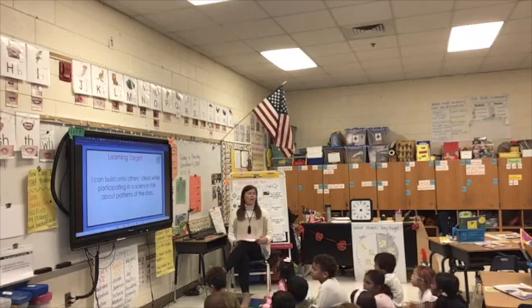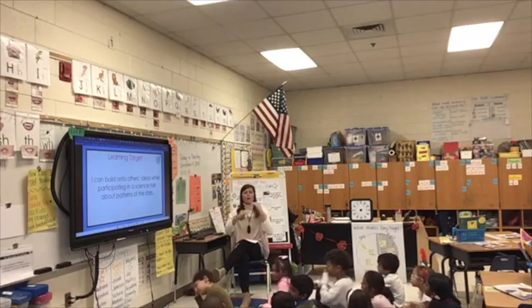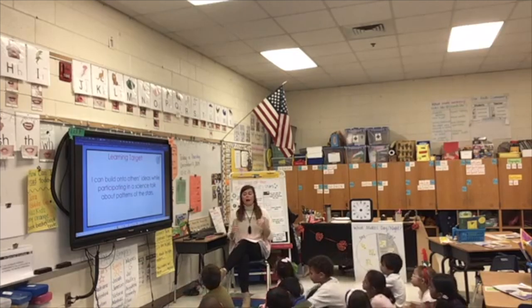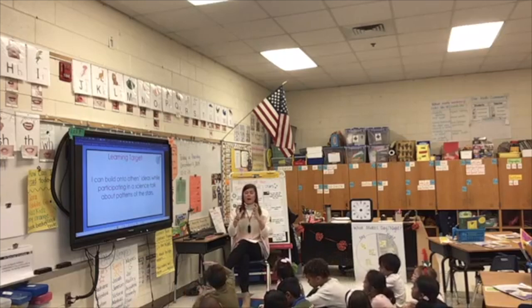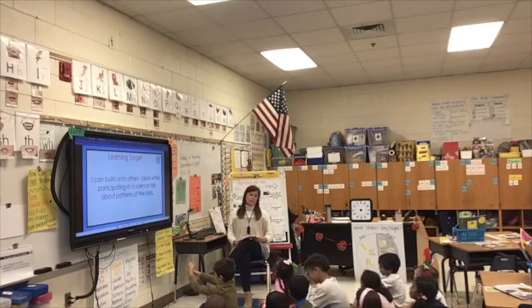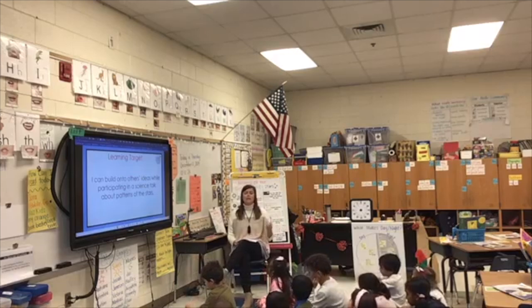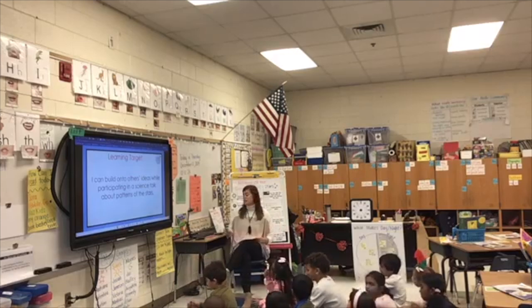So earlier in the unit, we talked about that word build, means to grow our ideas more and more and more. Just like when we build with blocks, they get bigger and bigger, but they all focus on one main idea. And the main idea today is that we're going to talk about the patterns of the stars. So yesterday we read about the patterns of the stars, and today we're going to use those ideas to help us with our science talk.